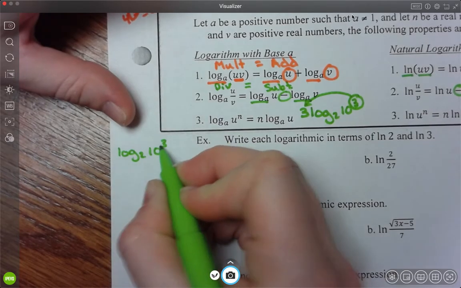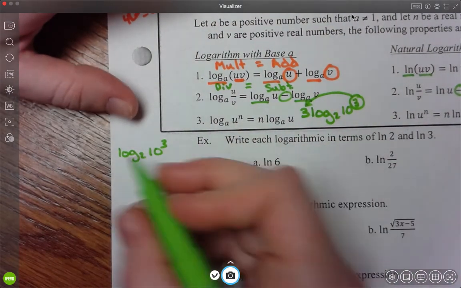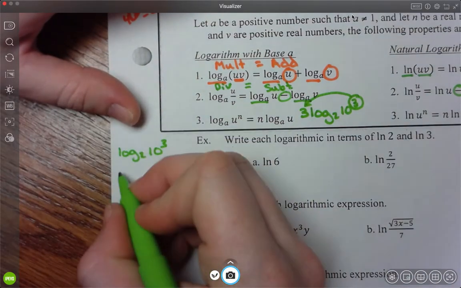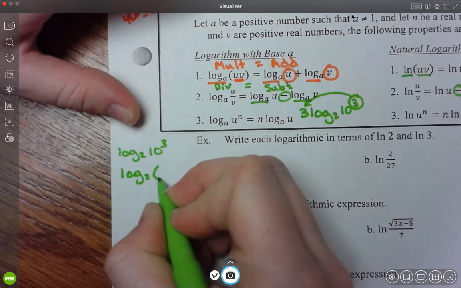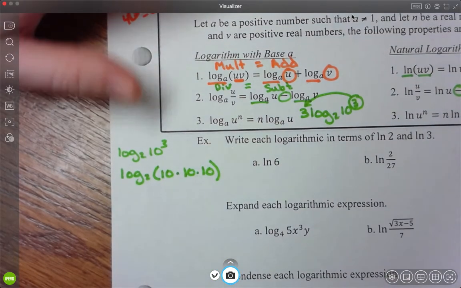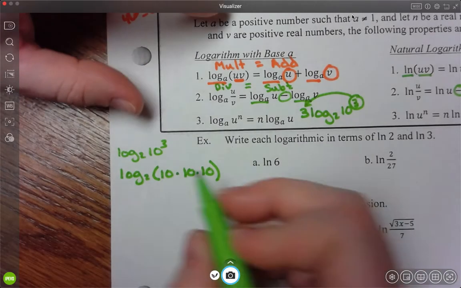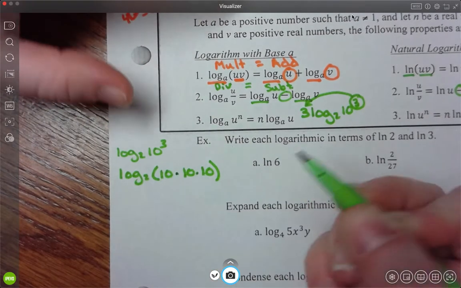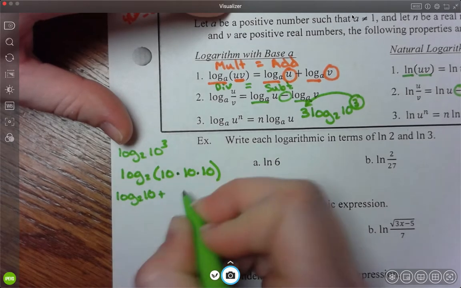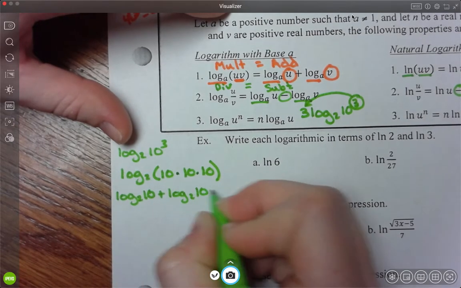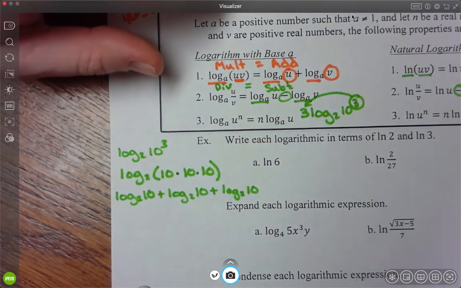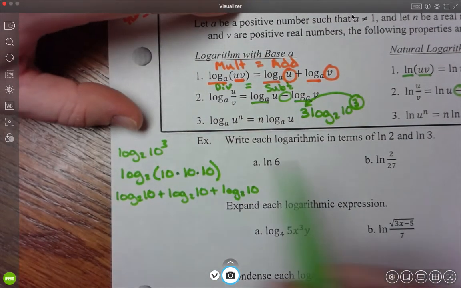This is really kind of interesting the way that this works. This is the proof of why it works. 10 to the third power is just log base 2 of 10 times 10 times 10, right? That's what 10 to the third power means, 10 times 10 times 10. But then what I can do is multiply means add, right? So that just means log base 2 of 10 plus log base 2 of 10 plus log base 2 of 10, right? If I separate them into 3 pieces, I'm adding in between them.